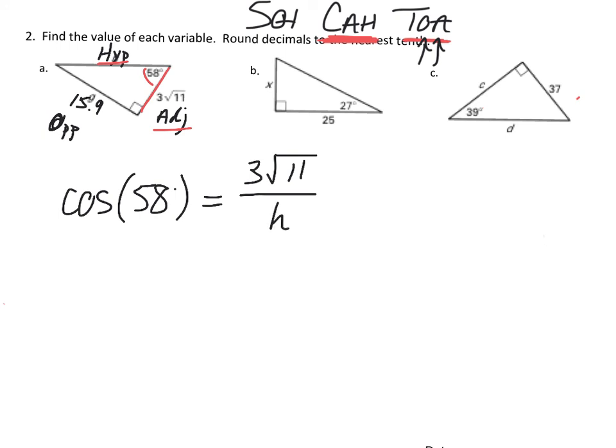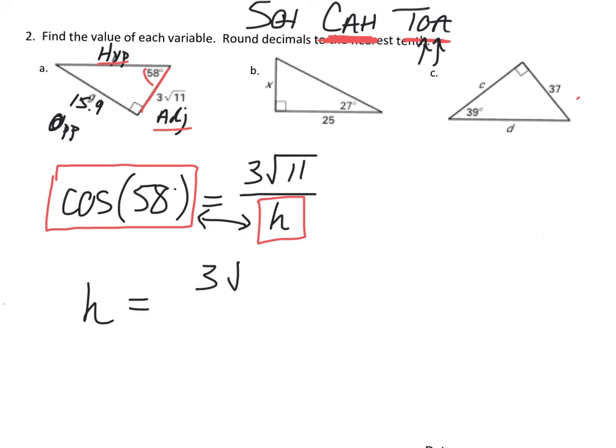So now you can see that we have that set up where the variable is in the denominator. So earlier I showed you guys the shortcut on how to solve for the variable when it's in the denominator. Essentially what I'm going to do is take that variable, H, and it's going to switch places with cosine 58. This will save me all those steps algebraically. I know that the final answer is going to be H equal to 3 radical 11 over cosine 58.